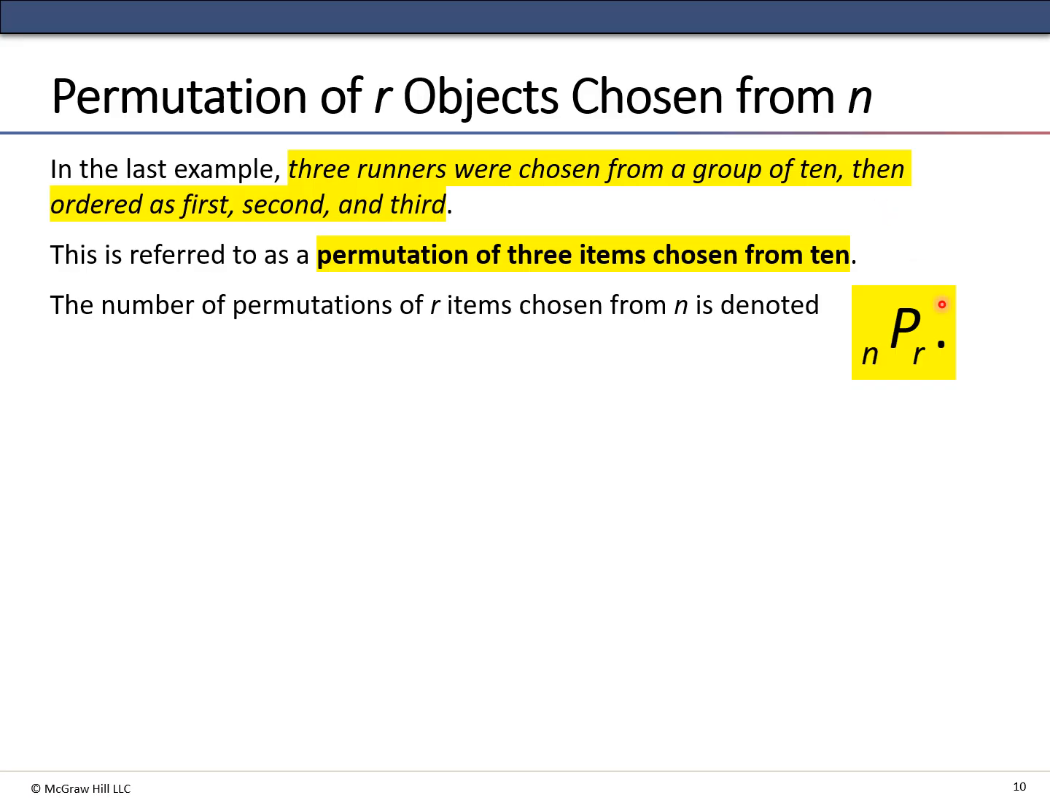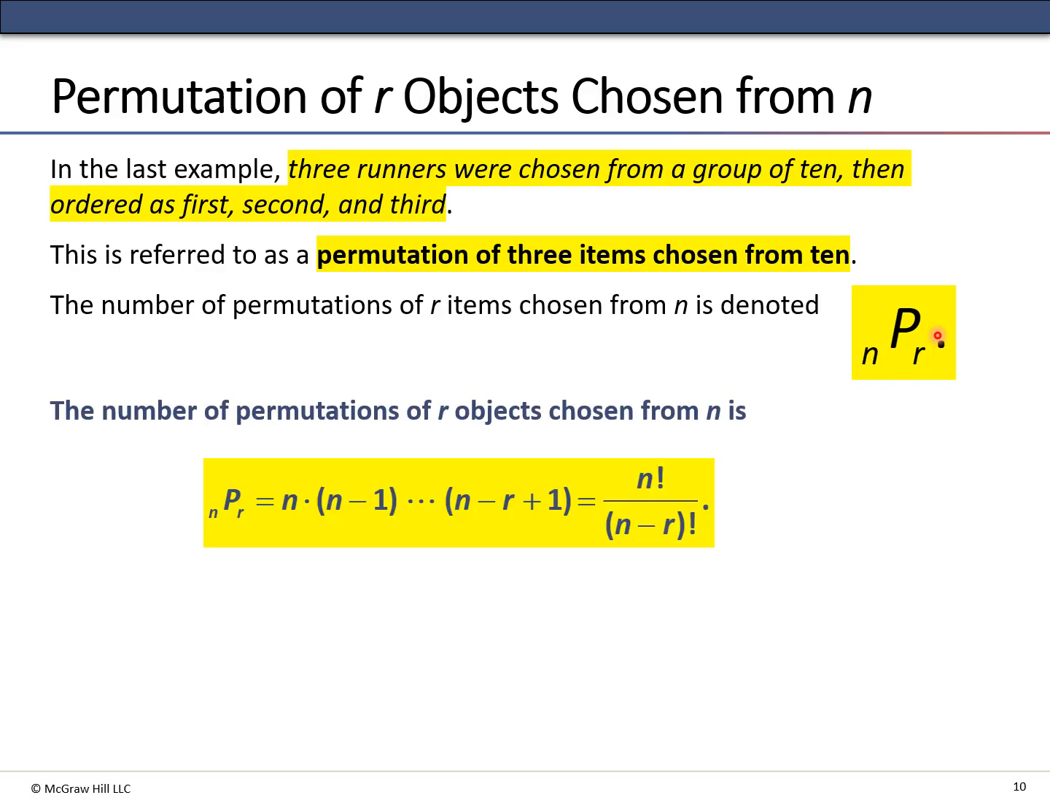This is written as the permutation of n, which would be the total number, 10, and then how many you're selecting. The permutation of 10 things taken 3 at a time. The number of permutations of r objects chosen from n is calculated by n factorial over n minus r factorial. So in our example, we had 10 runners, and we were looking for the first 3 places. So 10 minus 3 gives us 7 factorial.